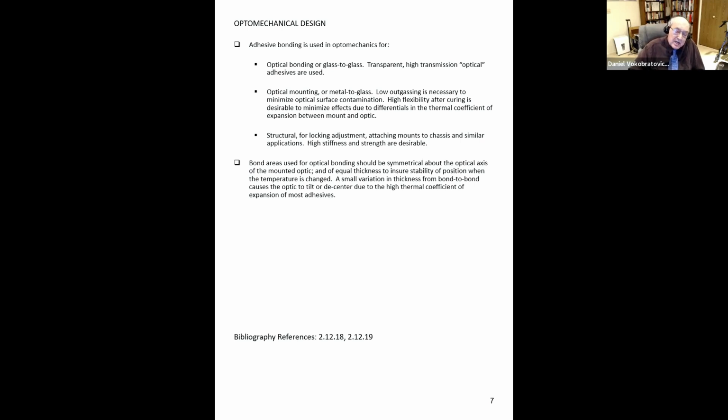Now, because of the high thermal coefficient of expansion of the adhesive, we need to be very careful about the geometry of the adhesive bond. It needs to be symmetrical. If it is symmetrical, when we have a change in temperature, assuming we don't have a gradient, we don't see a shift in position of the optic. Again, we are trying to maintain shape and position. So we need to be very careful about symmetry. We also need to make sure that if we have a series of spot bonds, that all the spot bonds have the same thickness, at least to some tolerance.